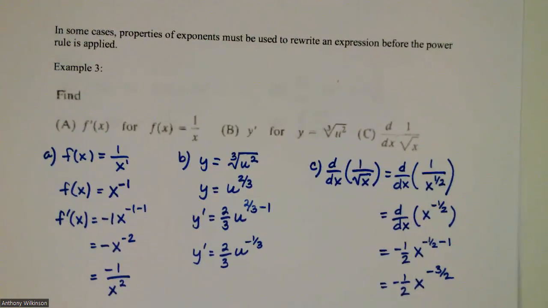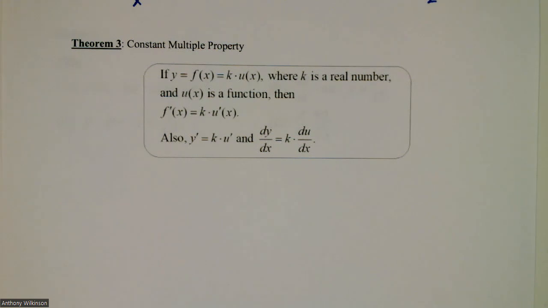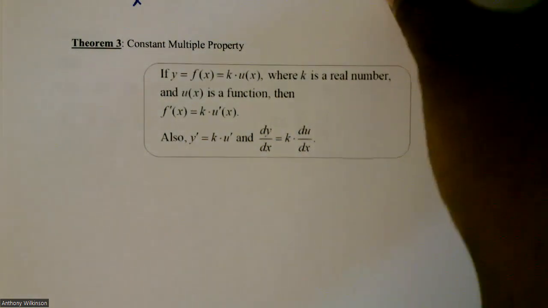Okay, now let's look at the next theorem. That's the constant multiple property. And it says here, if y is equal to f of x equaling k times u of x, where k is a real number and u of x is a function, then f prime of x would be this. K, the constant, times the derivative of u of x, or u prime of x. And also y prime will be equal to k times u prime, and also dy dx will be equal to k, the constant k, times the derivative of u with respect to x. Okay, that's what the constant multiple property is.